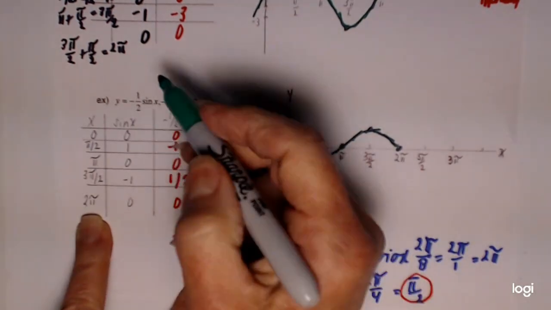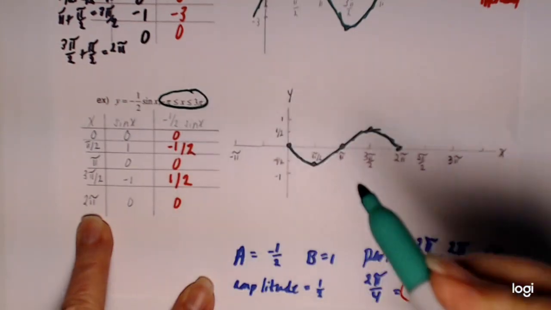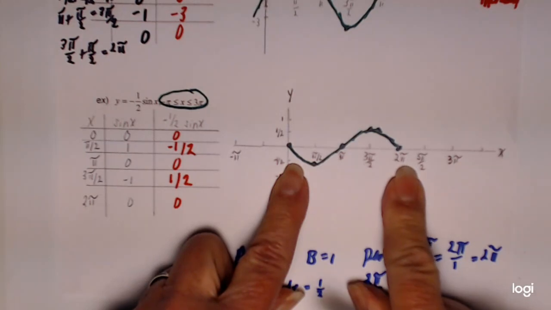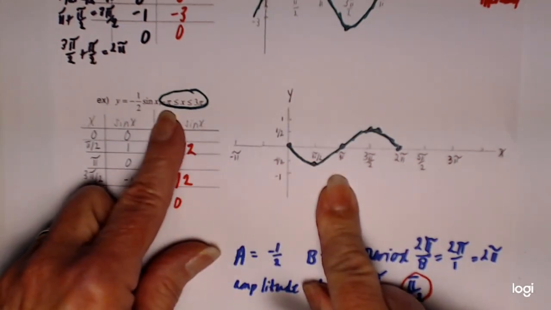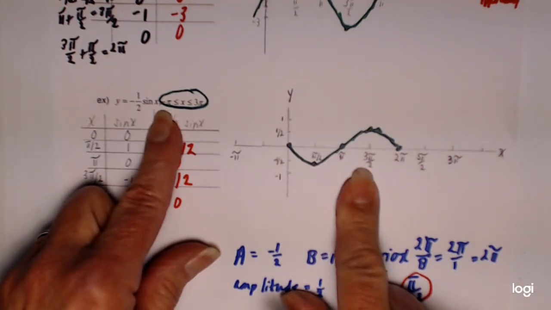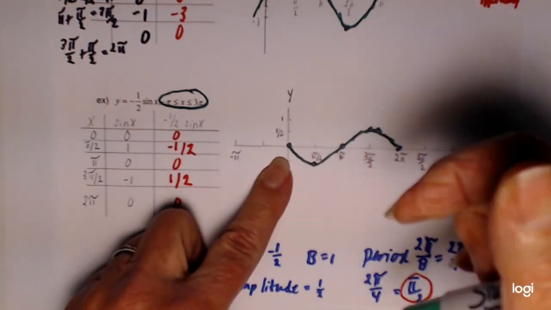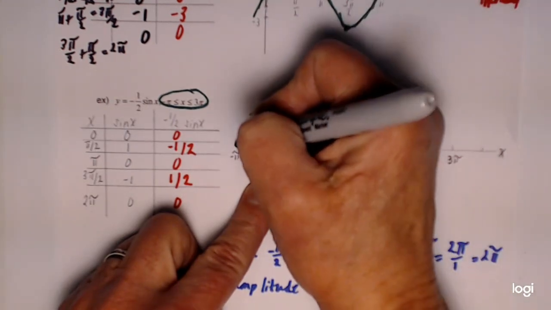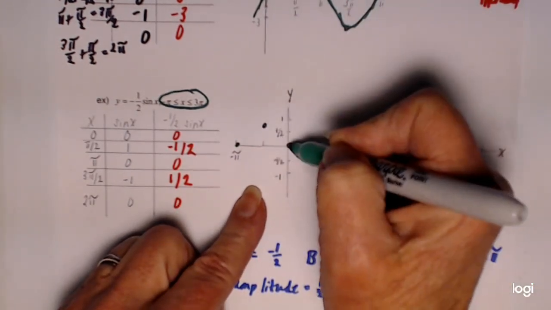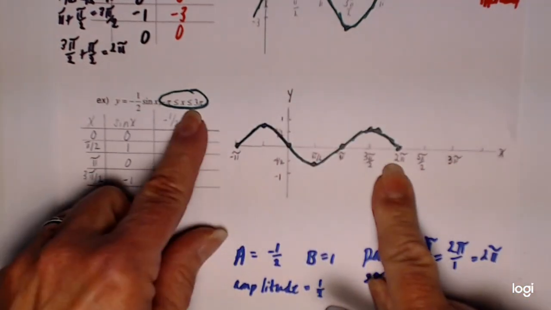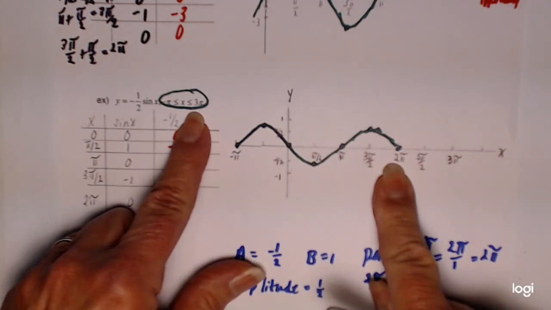Now, taking a look here, what we've done is graph an entire period between 0 and 2 pi, but what we were asked to do was to graph this between -pi and 3 pi. So we're going to have to continue our graph here. From this point, we're going to go up to 1/2 here, and then back down to 0 at -pi. We're just going to continue the pattern. Then on this side, we stopped at 2 pi. We have to continue to 3 pi.